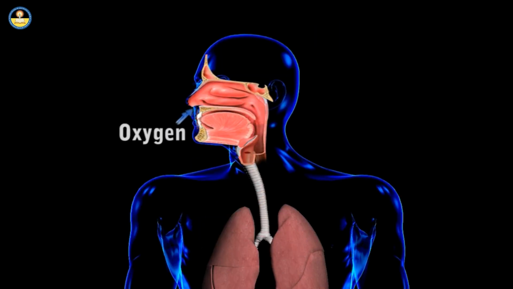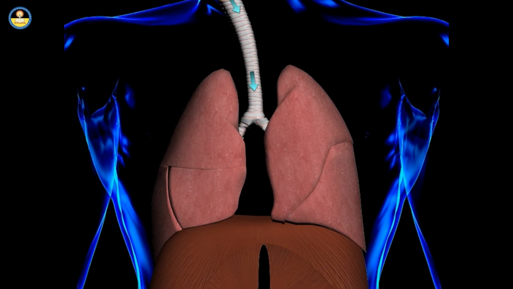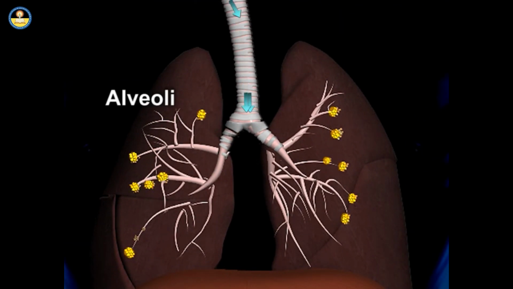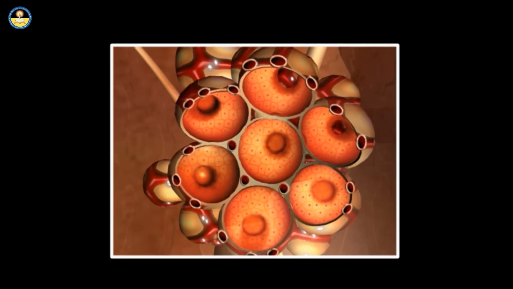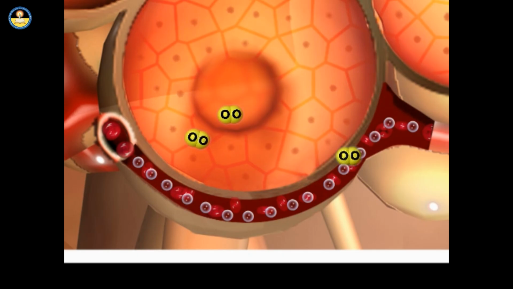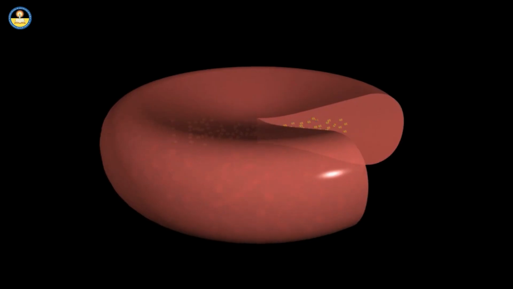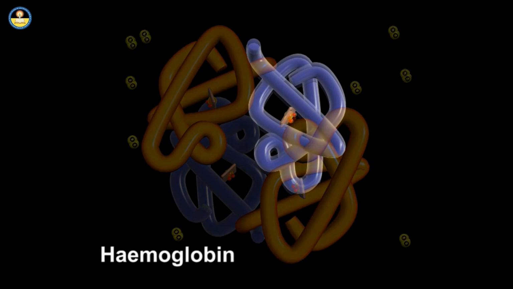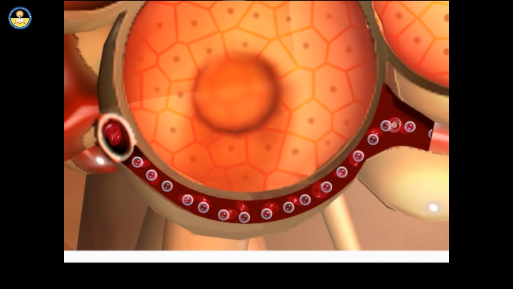When we breathe in, oxygen enters our lungs and passes into air sacs called alveoli. Here, oxygen diffuses from membranes into the blood. It then binds itself to hemoglobin present in the red blood corpuscles and is carried to millions of cells in the body.